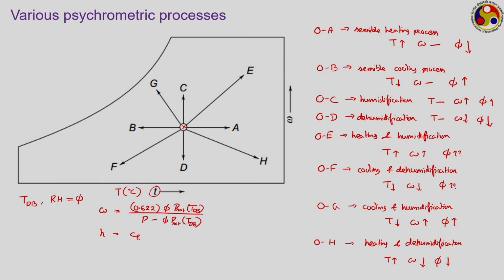Enthalpy will become Cp for dry air into the dry bulb temperature, this is for the dry air part, plus omega into 2500.9 plus 1.82 T dry bulb, this is for the moisture part. So, you can directly replace the Cp for dry air, which is 1.005. So, we can get the enthalpy using omega and dry bulb temperature.